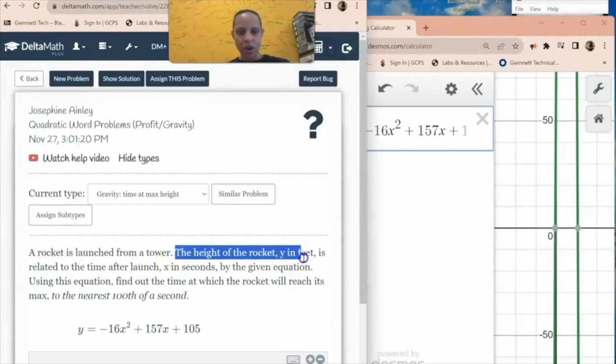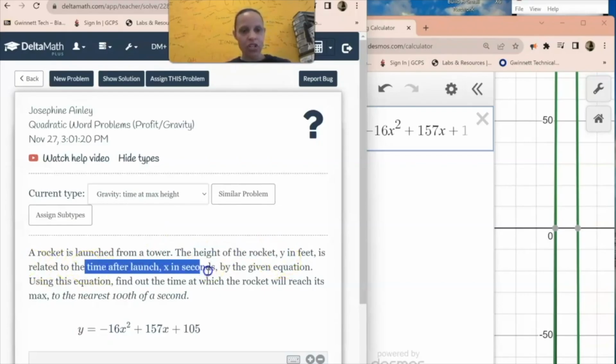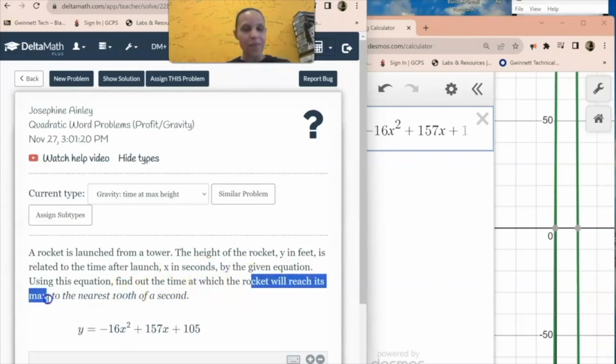The height of the rocket, y. So they're telling you y is what? Height. So if they ask you for height, you look at the y-axis. Is related to the time after the launch, x in seconds. If they ask you for time, you're looking at what? X. By the given equation. Using this equation, find out the time. So if they're asking me for time, find time, and what's time? X. So that means they're asking you for the x value where the rocket will reach the maximum.